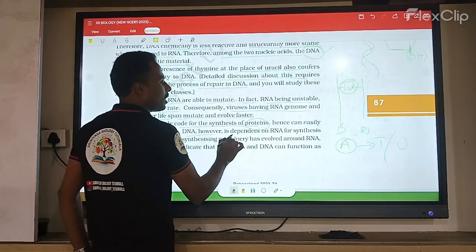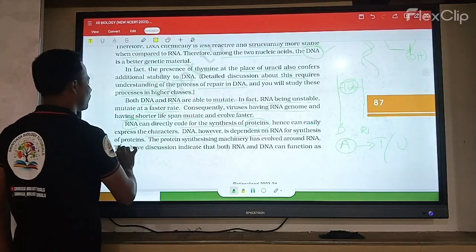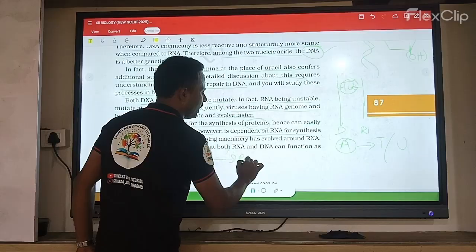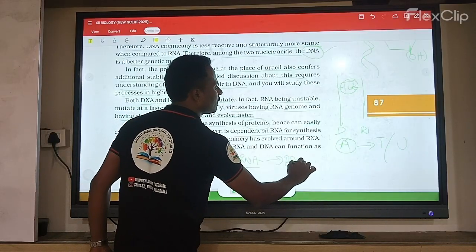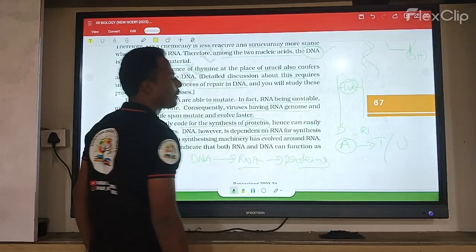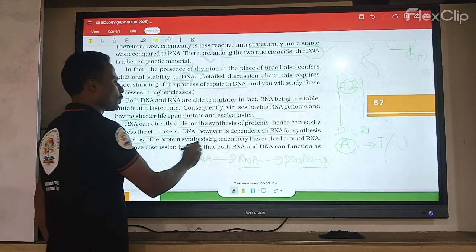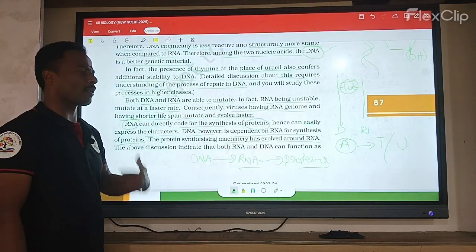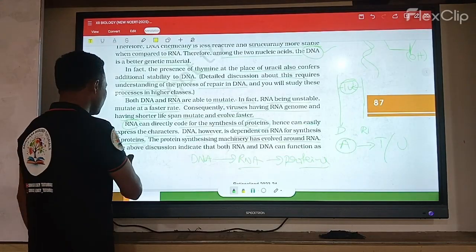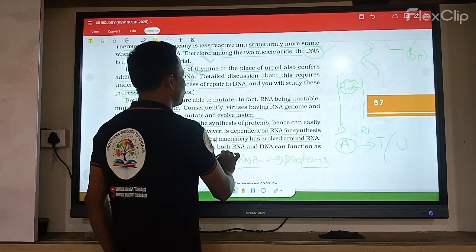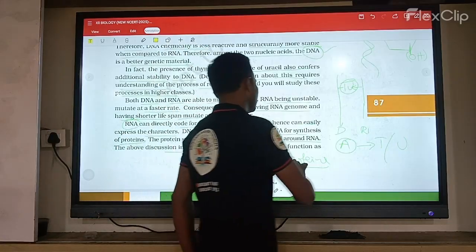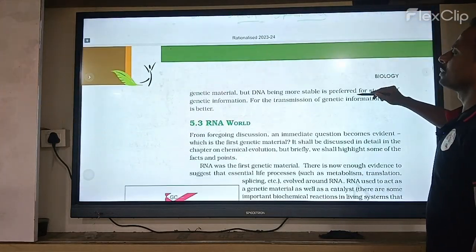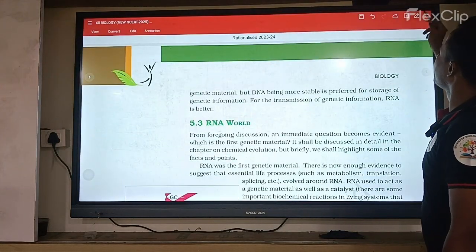Now DNA, however, is dependent on RNA for the synthesis of proteins. DNA depends upon RNA for which purpose? The process of protein synthesis. Now, the protein synthesizing machinery is evolved around RNA. So it is a total process which takes place with the help of RNA. The above discussion indicates that both DNA and RNA can function as genetic material. Both DNA and RNA act as what?